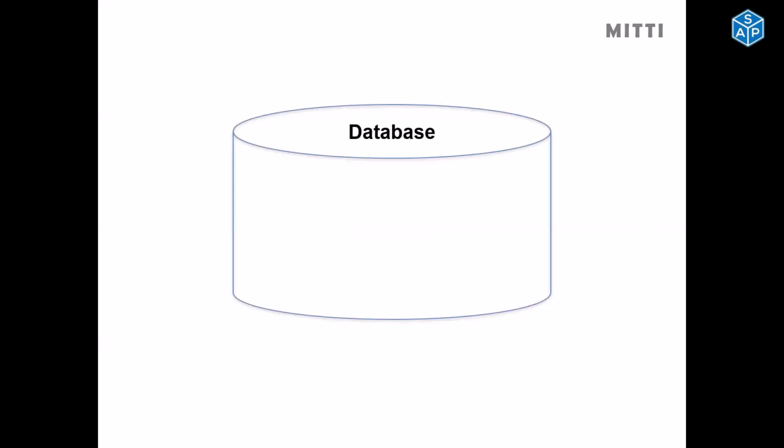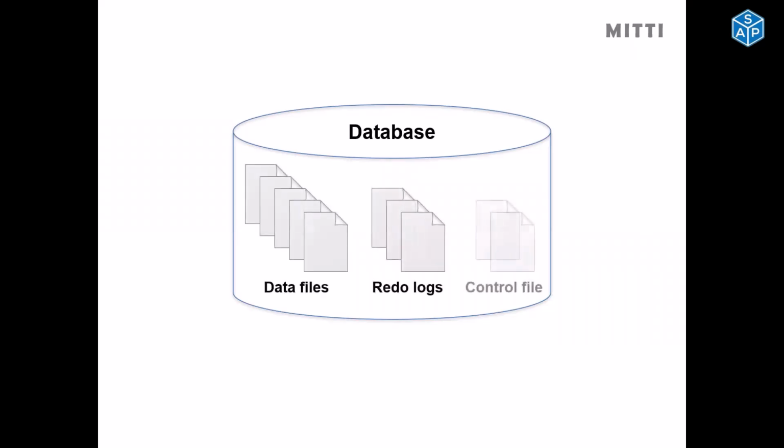Okay, so now this is an example of the database. The database contains your data files, the redo log files, and control files. This is for an Oracle database, so it is not related to the HANA database. The parameter file is outside your database. Then there are archived logs.